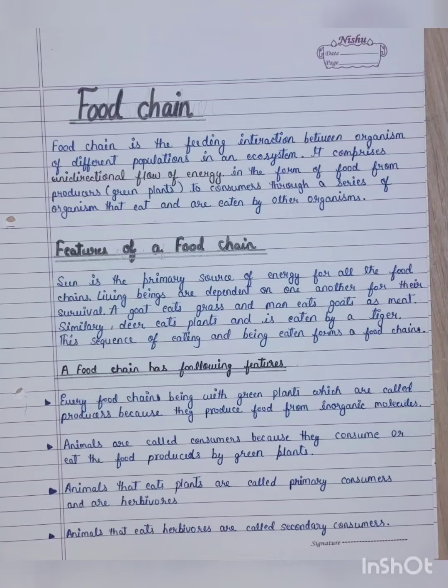A food chain has the following features. Every food chain begins with green plants, which are called producers because they produce food from inorganic molecules. Animals are called consumers because they consume or eat the food produced by green plants. Animals that eat plants are called primary consumers and are herbivorous. Animals that eat herbivores are called secondary consumers.